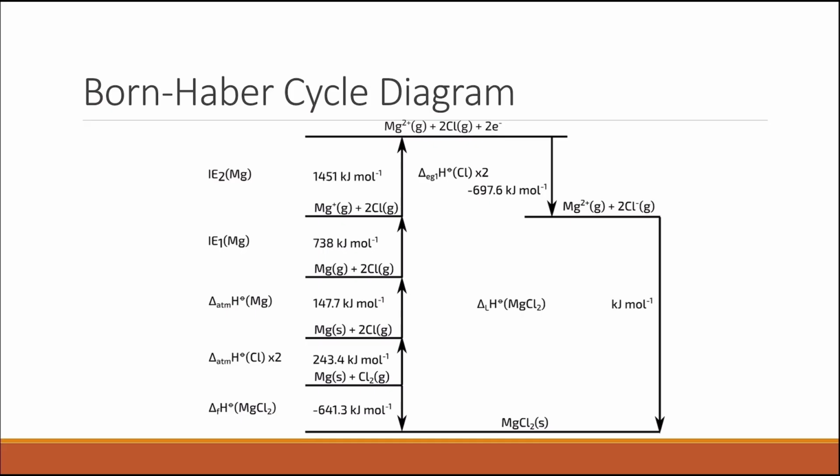So this is the Born-Haber cycle diagram for magnesium chloride as an ionic compound. How would we construct that? What are all of these arrows? So let's start. We're going to start at the bottom with the magnesium chloride. Don't forget the state symbol, which is solid.